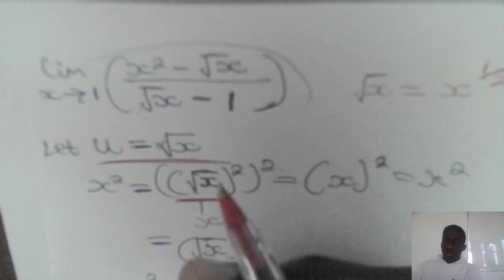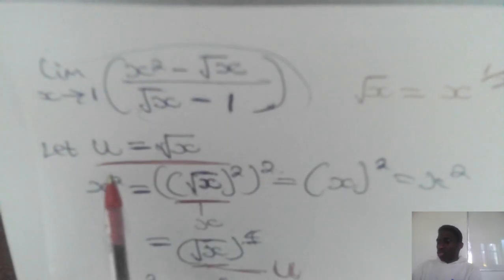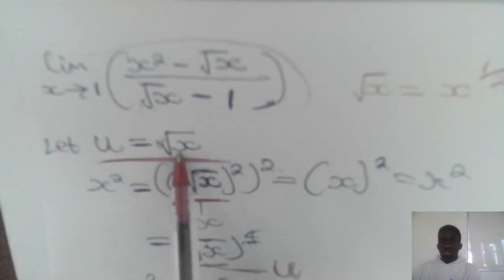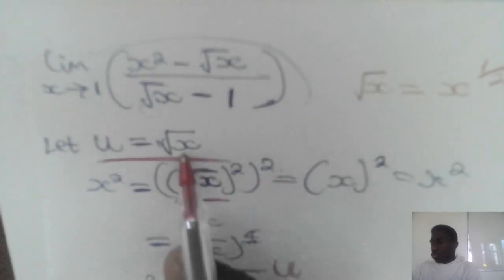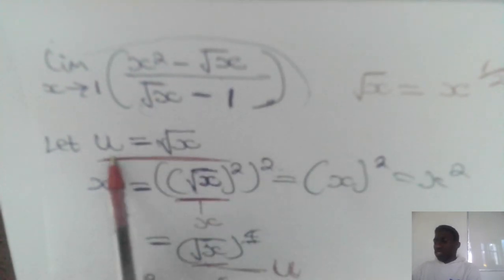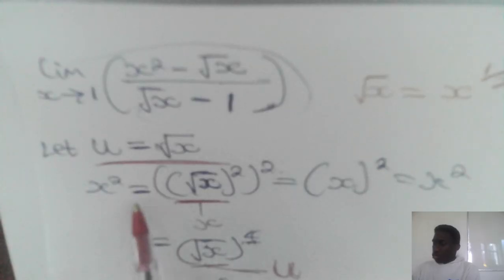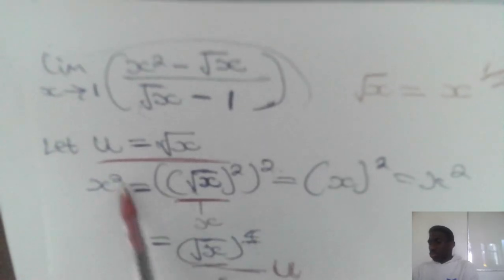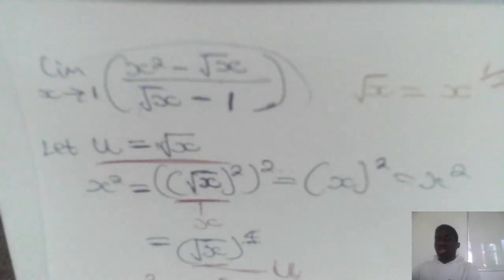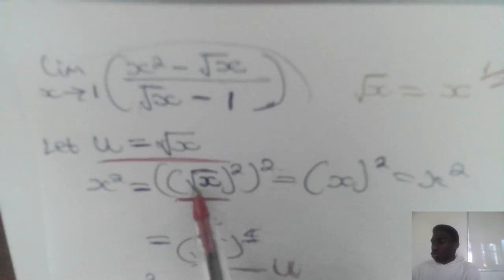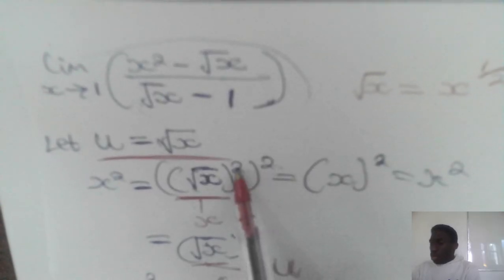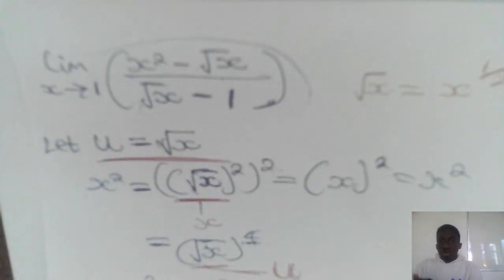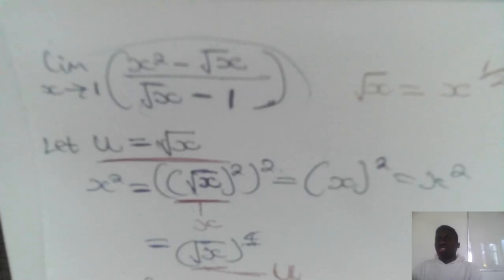Now, to further clarify what I'm trying to say, we can make the substitution u is equal to square root of x, as we say let u be equal to square root of x. Now, if this happens, it means we can see that x squared actually by default is equal to square root of x all squared. As in, you square the square root of x the first time and square it again the second time. So you're squaring twice.